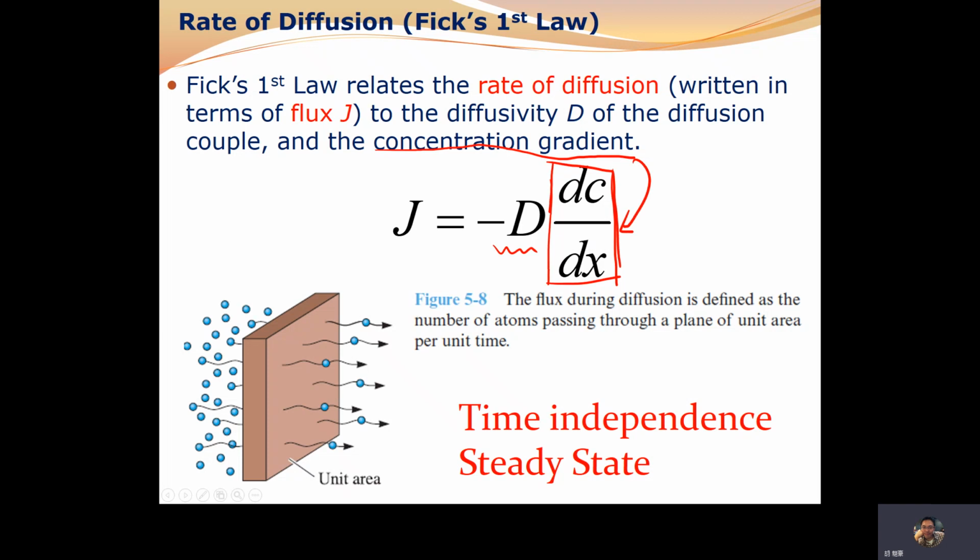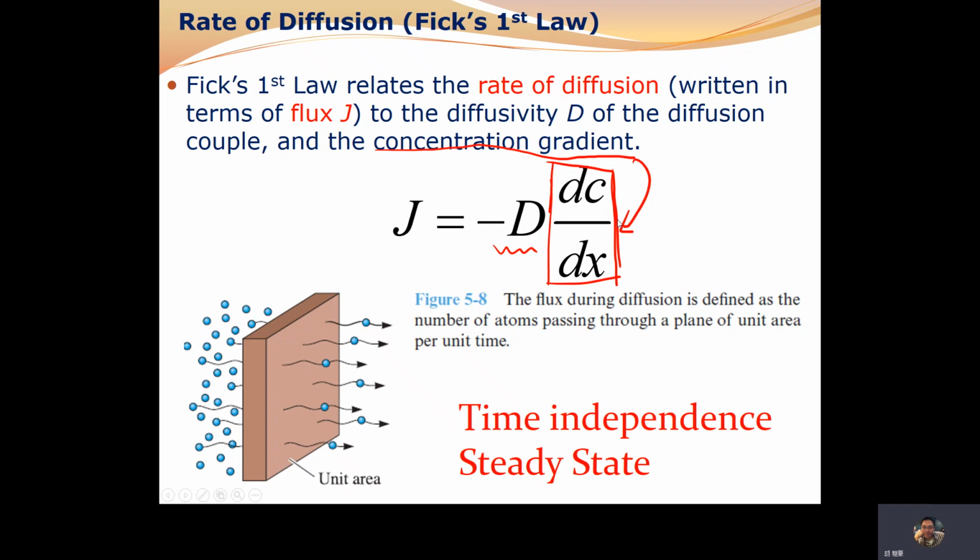And Fick's law deals with steady state diffusion. So what does steady state mean? Steady state is not just for diffusion, but for different scientific processes, for example heat transfer or dynamic systems. Steady state means that the process is time independent. So we only discuss its steady state.